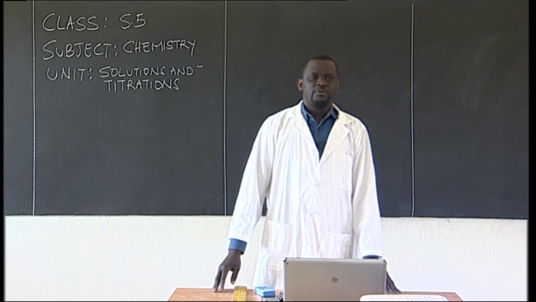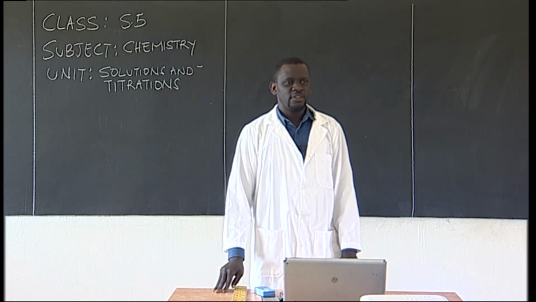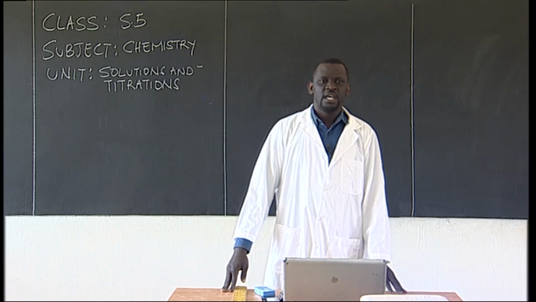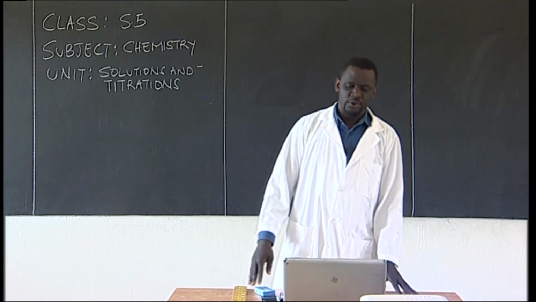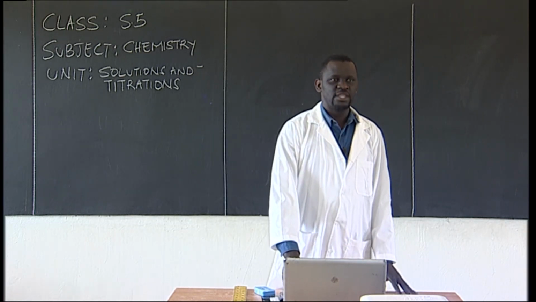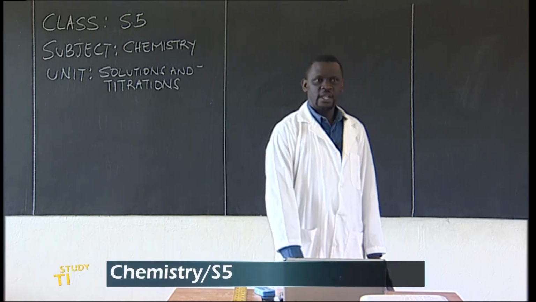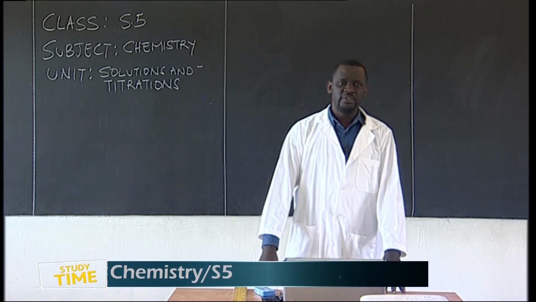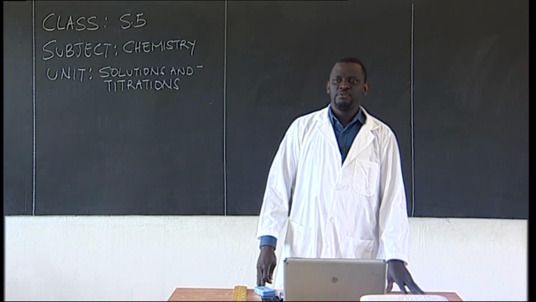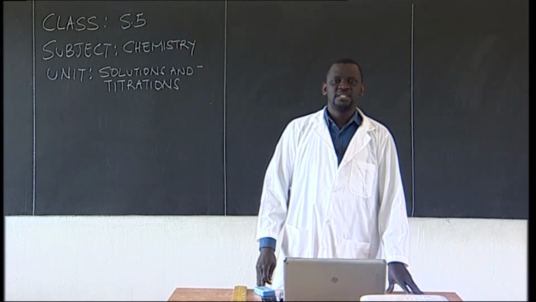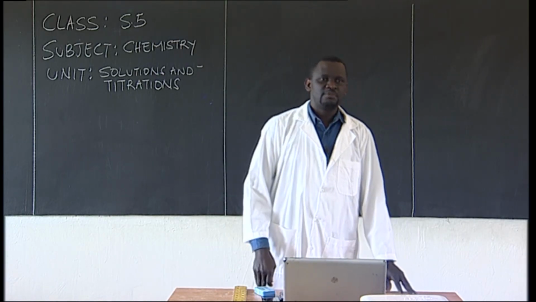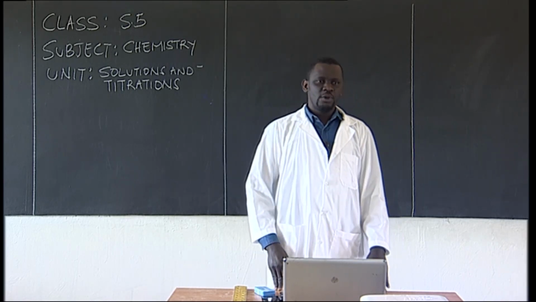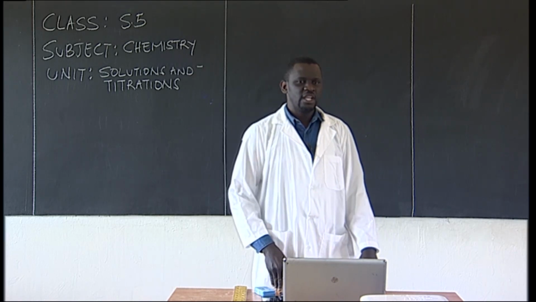The objective of this lesson is that by the end of this lesson, you should be able to carry out calculations involving iodometric titrations. Someone may ask you, what is iodometry? Actually, iodometry is a type of titration which involves two substances. One of the substances is iodine, which is why we call it iodometric titration. Another one is thiosulfate, and that's why we call it thiosulfate titration.